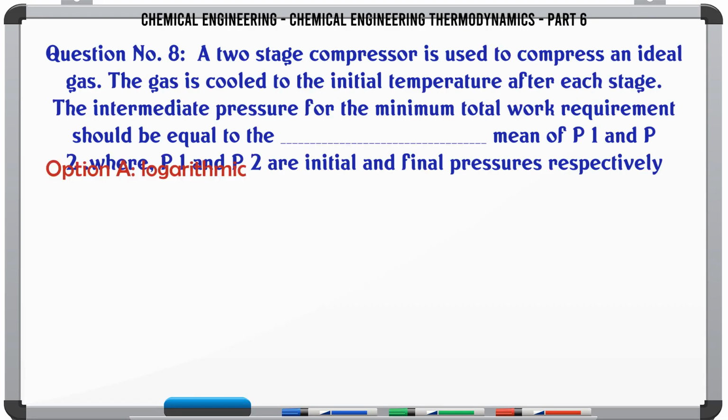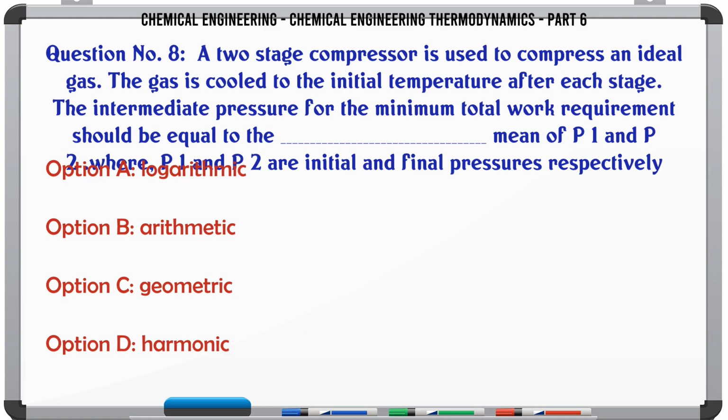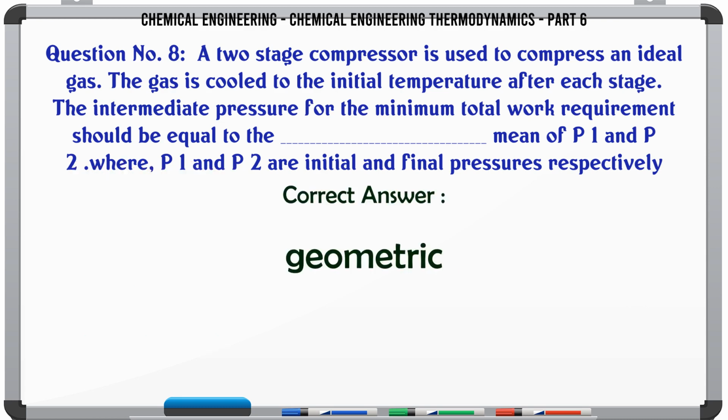A two-stage compressor is used to compress an ideal gas. The gas is cooled to the initial temperature after each stage. The intermediate pressure for the minimum total work requirement should be equal to the ___ mean of P1 and P2, where P1 and P2 are initial and final pressures respectively. A) logarithmic, B) arithmetic, C) geometric, D) harmonic. The correct answer is geometric.